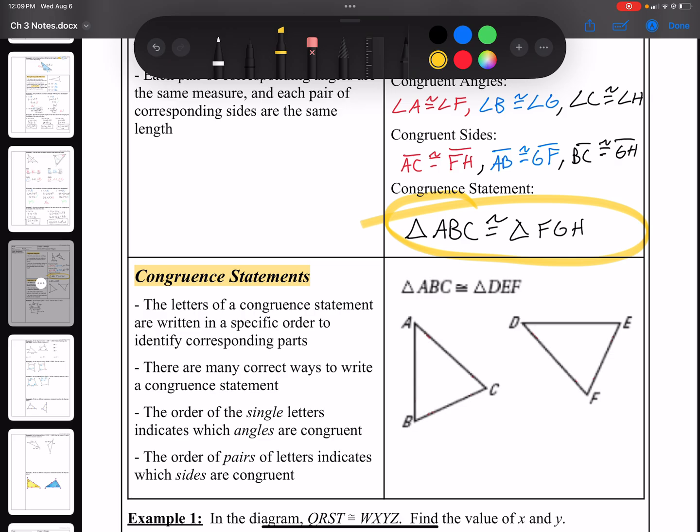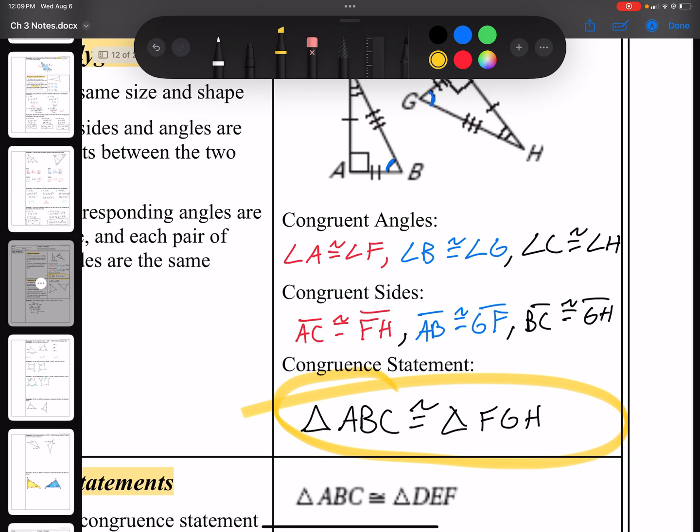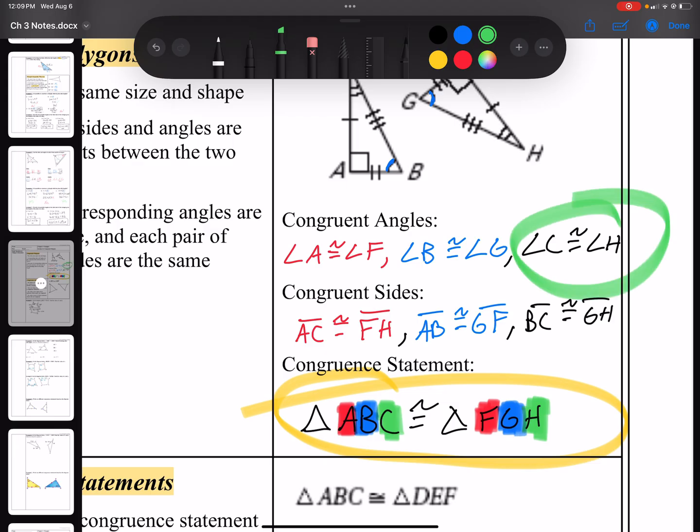Single letters will tell you what angles are equal. Let's go back up here. What was the first letter here? A. What's the first letter here? F. Wasn't A congruent to F? Sure was. What's the second letter here? B. What's the second letter here? G. Wasn't B congruent to G? Yep. So remember, single letters tell you what angles are equal. If C is the third letter and H is the third letter, we know they're equal.